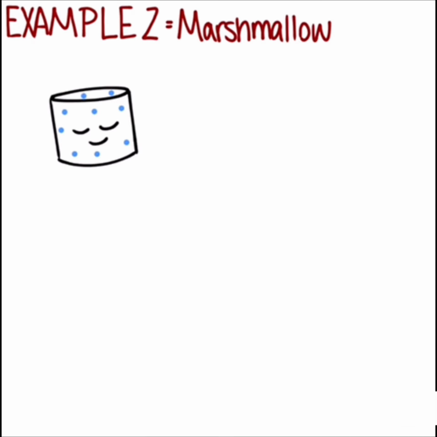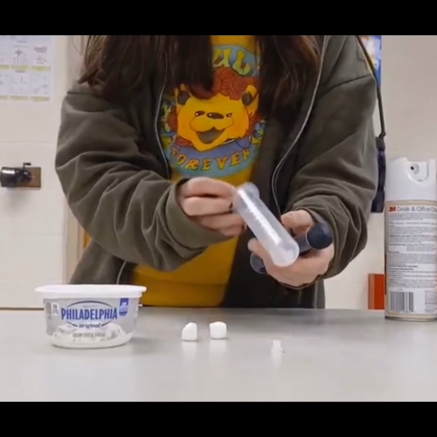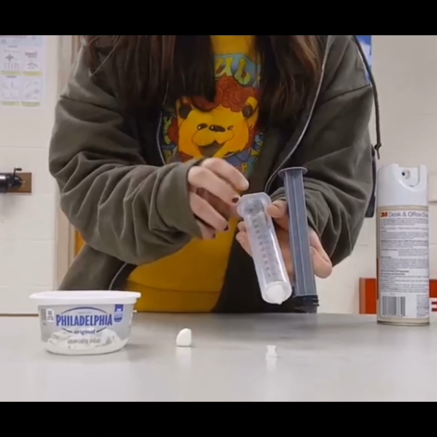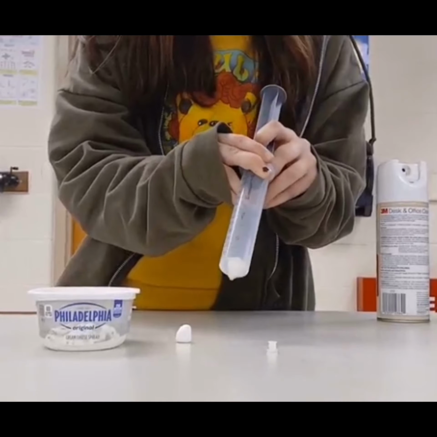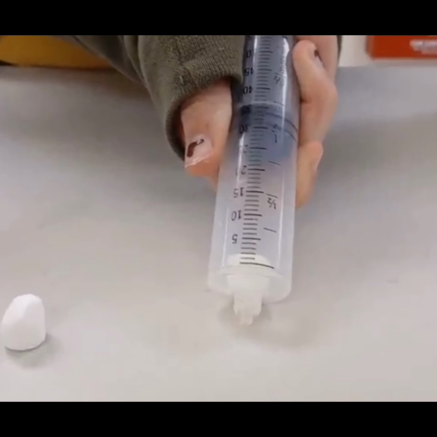The next example uses a beloved marshmallow. If pressure decreases, causing air to expand in the marshmallow, you can logically deduce that the marshmallow itself would also expand. For a better visual aid, here is a demonstration that combines the previous two examples by placing a marshmallow in a locked syringe. First, place a marshmallow in the syringe.